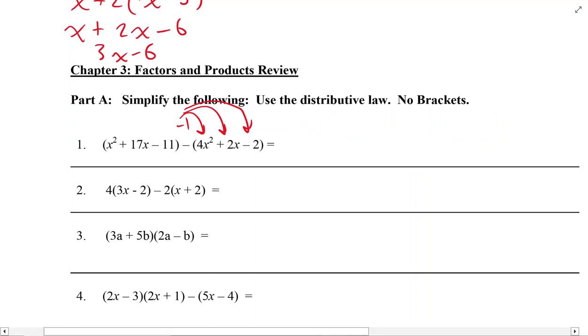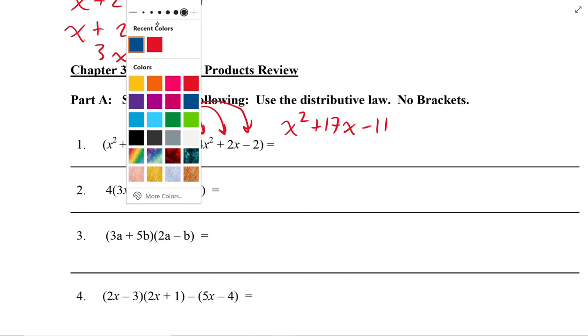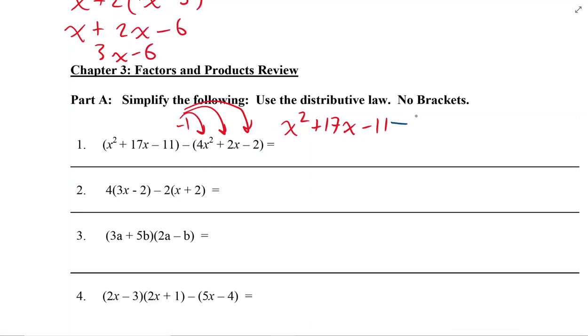Okay, so going through number 1: x squared plus 17x minus 11. And then we multiply in, changing our signs. So this becomes minus 4x squared minus 2x plus 2. Collect like terms: minus 3x squared plus 15x minus 9. Okay. Who else got that? Awesome.